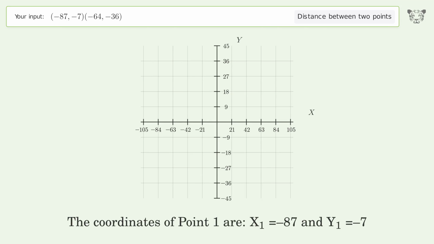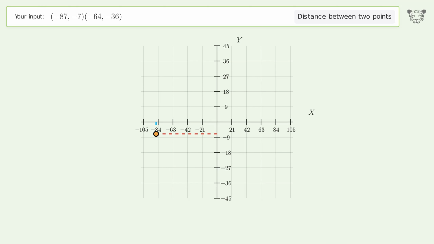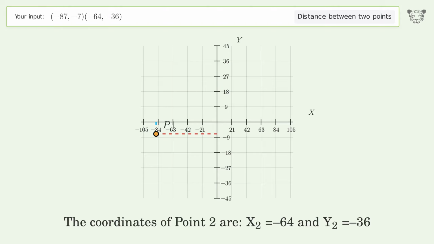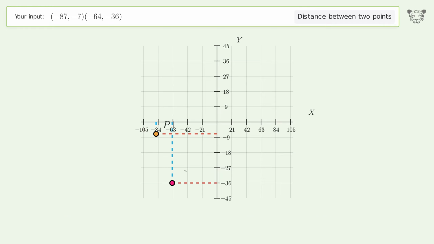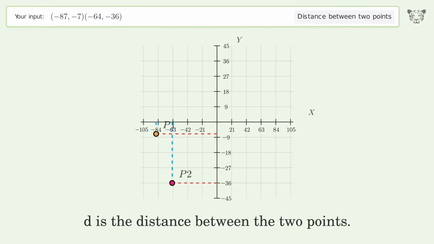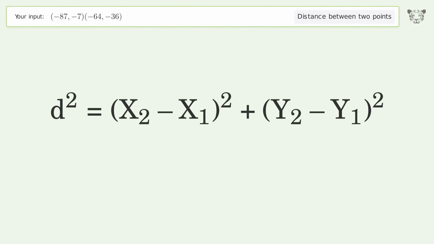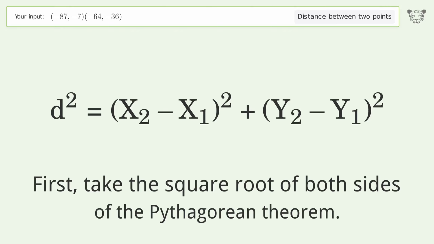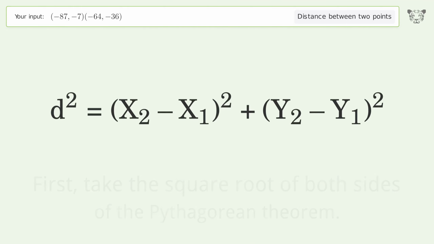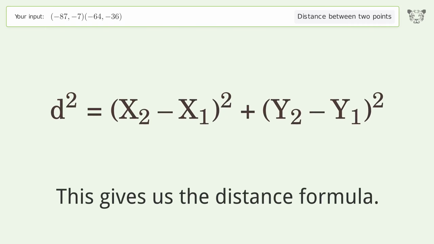The coordinates of point 1 are, x1 equals -87 and y1 equals -7. The coordinates of point 2 are, x2 equals -64 and y2 equals -36. D is the distance between the 2 points. First, take the square root of both sides of the Pythagorean theorem. This gives us the distance formula.